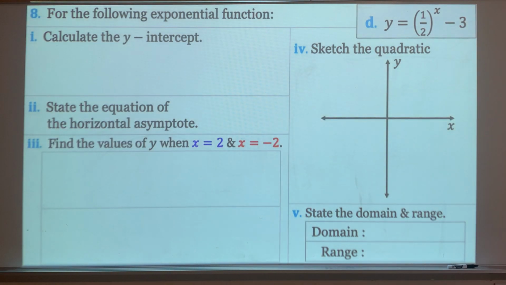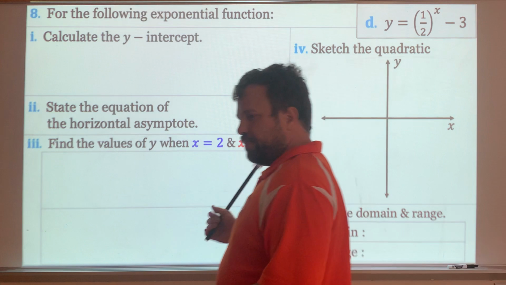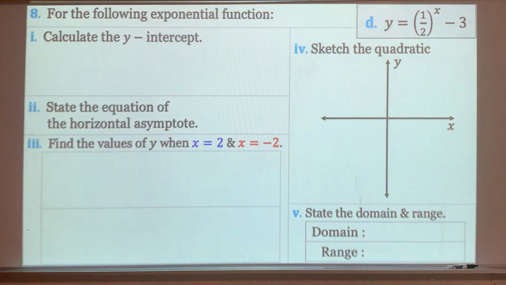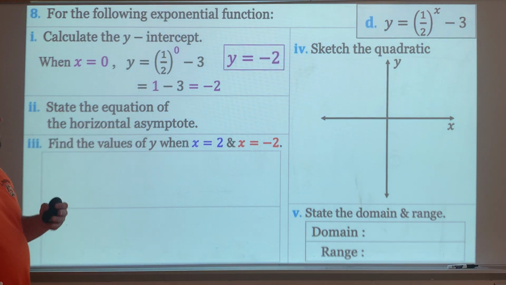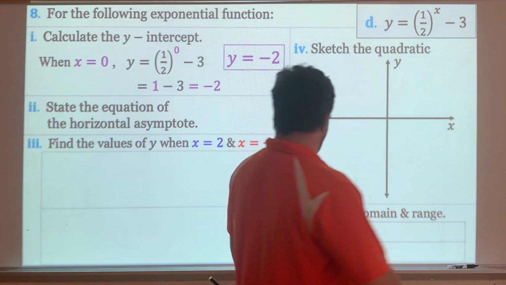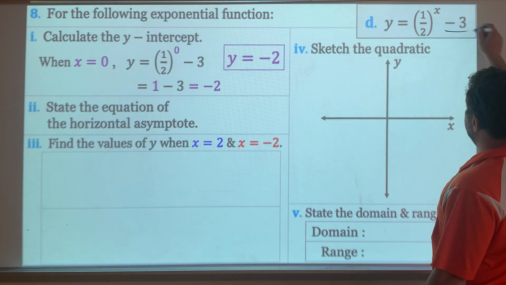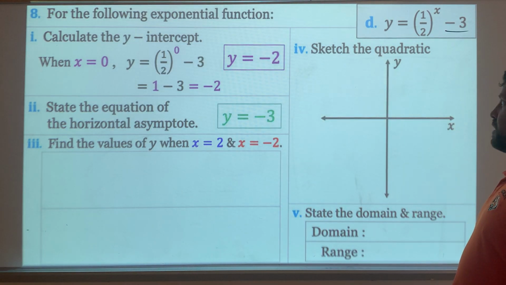All right, D. Sorry for the long yawn. Long day. All right. Set x equal to 0. 1/2 to the 0 power is 1. 1 minus 3 is -2. Y equals -2 is your y-intercept. State the equation of your horizontal asymptote. Whoop, there we got another one. -3. So y equals -3 is your horizontal asymptote.